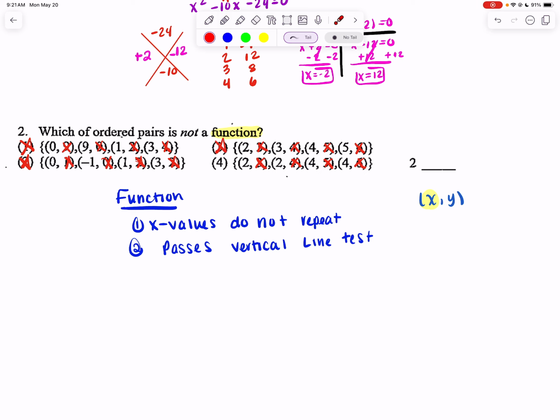And now if I look at choice 4, I have 2, 2, 4, 4. That is definitely not a function because the 2 repeats and the 4 repeats. So that's how we approach that type of question.